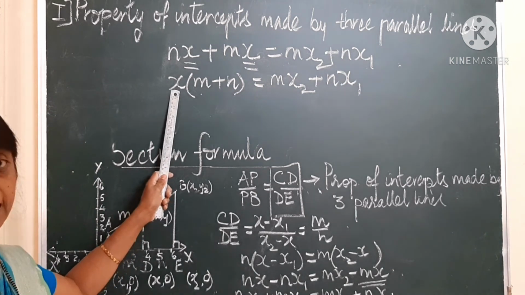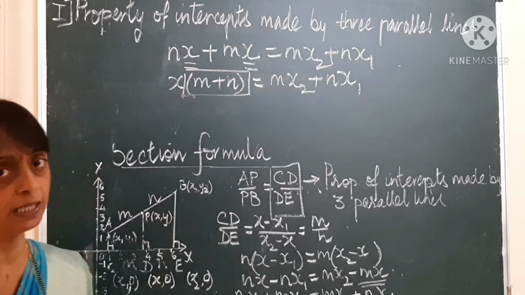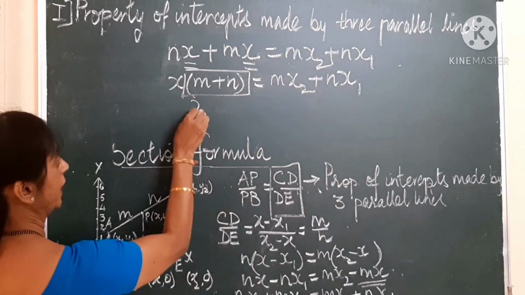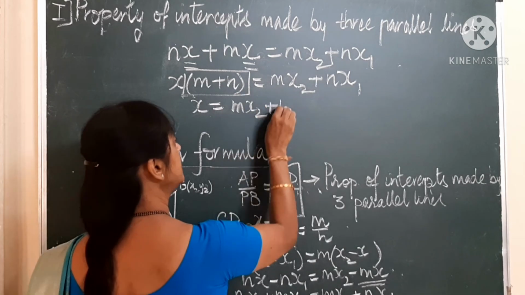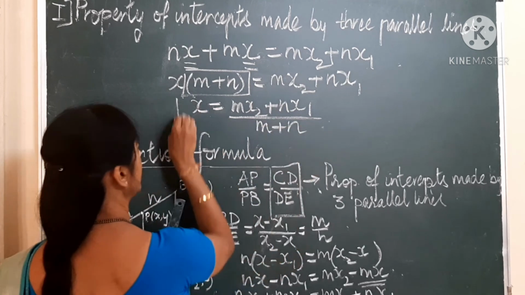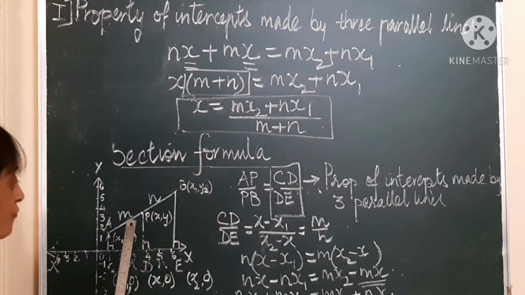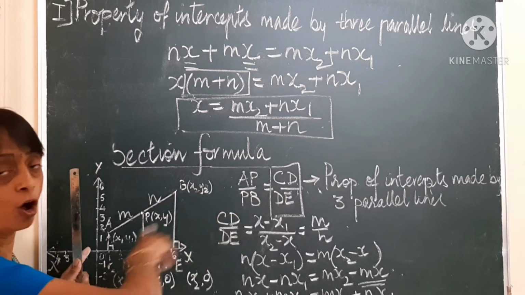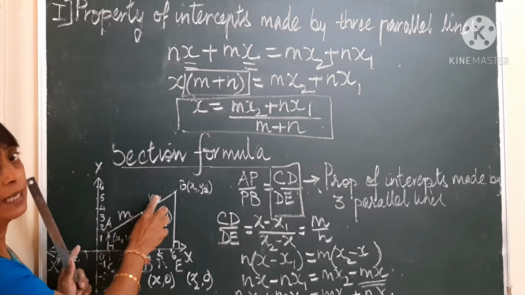We are calculating the value of x. So, the term m plus n, the binomial, is performing multiplication. When it goes to the other side, it becomes division. So, x will be equal to, finally, mx2 plus nx1 upon m plus n. This gives us the value of the x coordinate of point P, which divides the given side or segment into two parts in the ratio of m is to n.